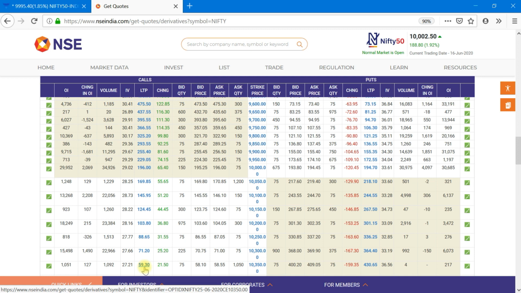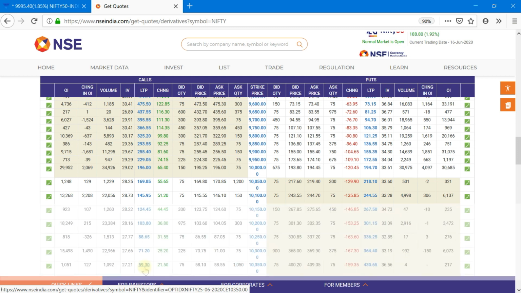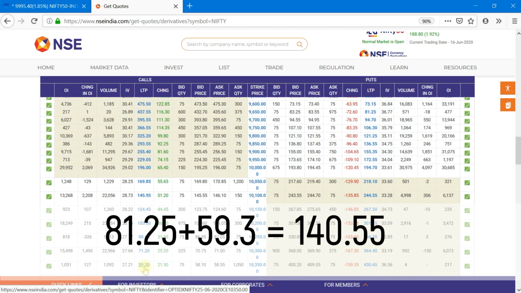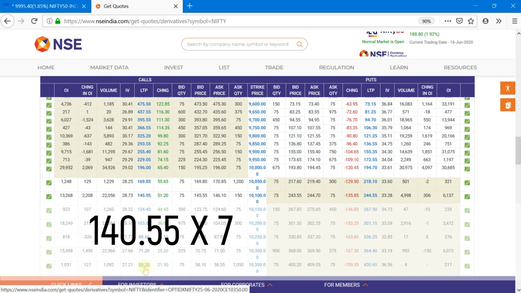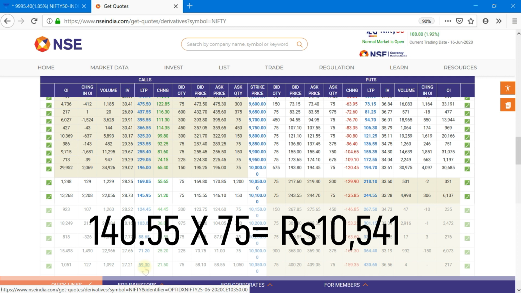So, how much premium are we collecting by shorting these two? For the put option, 81.25 rupees and for the call option, 59.3 rupees. So, the total credit for us is 140.55 rupees. Let us assume we have traded one lot and that at expiry the price remained in the same range you expected. Then your profit would be 140.55 into 75, approximately 10,541 rupees.